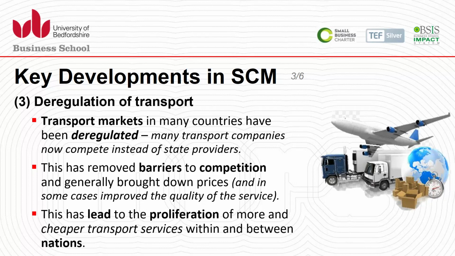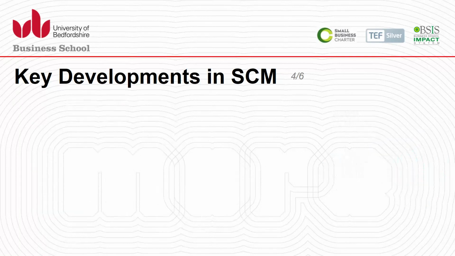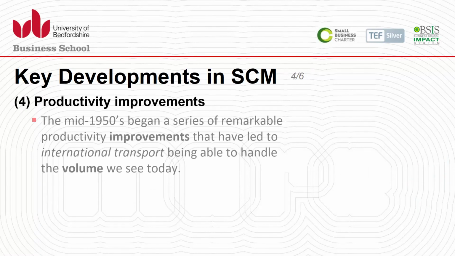This has led to the proliferation of more and cheaper transport services within and between nations. It's not just bulk products that can be supplied. Even a small chunk of things can be supplied through the just-in-time model of supply chain management. So the key development in productivity is improved again.